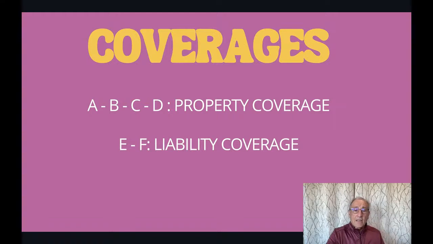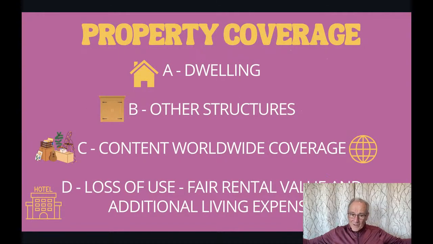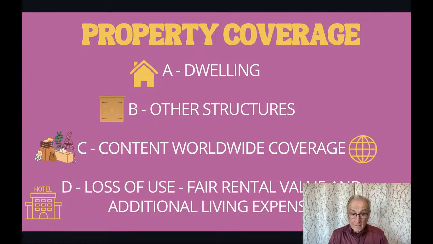Okay, so let's just take a look at the coverages here. Fortunately, there's a lot of similarity with the dwelling policy. A is dwelling, exactly the same. B is other structures, exactly the same. C is contents. It comes with contents because everyone that lives in that home has stuff, and it's going to be covered under contents worldwide. So if I take my $2,000 camera to Europe and I lose it or it gets stolen, it's covered because our contents are covered worldwide.